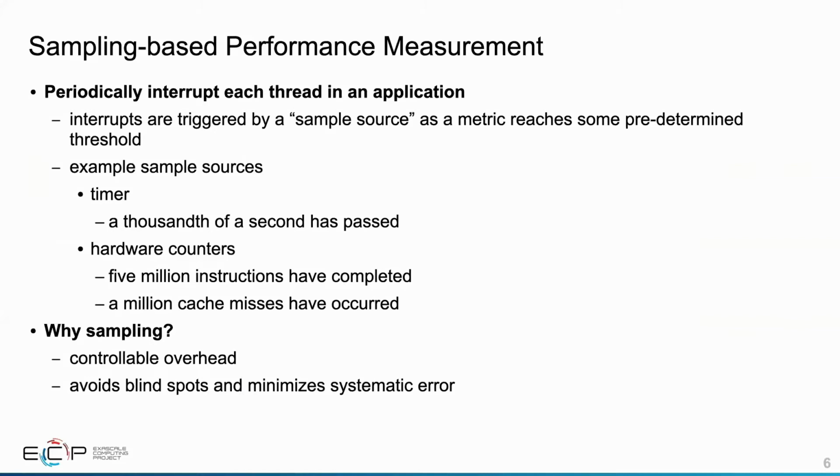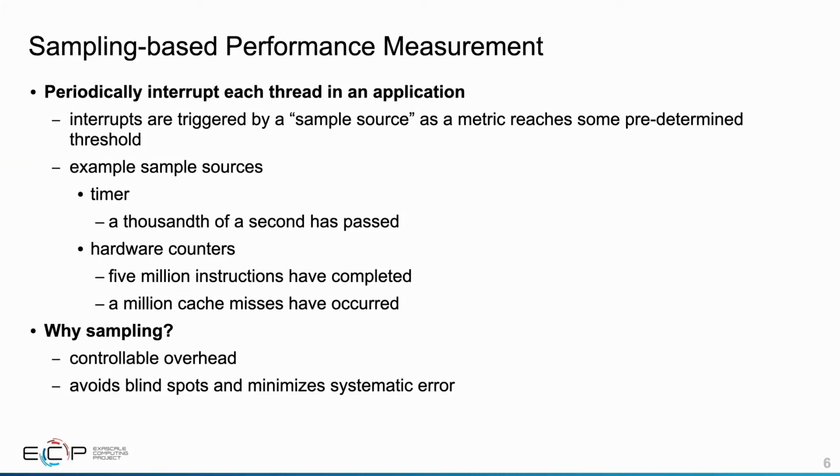Sampling-based performance monitoring periodically interrupts each thread in an application. Interrupts are triggered by a sample source as a metric reaches some predetermined threshold. For example, we might set a timer to interrupt each thread every thousandth of a second. Or we could set up hardware counters. For instance, we could count every time 5 million instructions have completed, or we could get an interrupt every time 1 million cache misses have occurred.